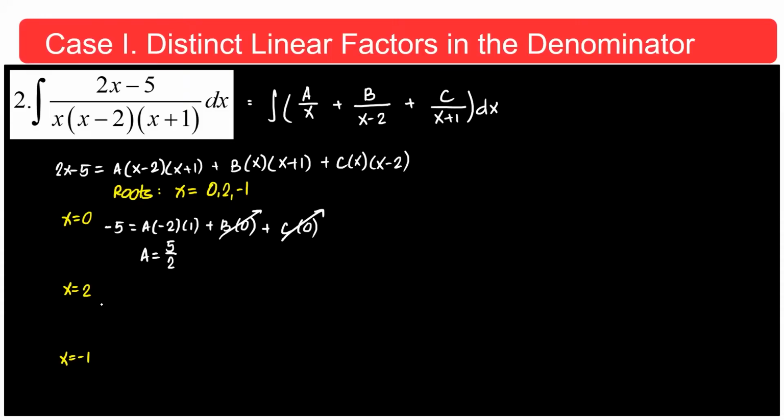That's just 5 halves. Now, if it's 2, 2 times 2, 4 minus 5 is negative 1. A contains x minus 2, so it zeroes out. 2, 2 plus 1 is 3. And then C contains an x minus 2, it zeroes out. So B is negative 1 over 6.